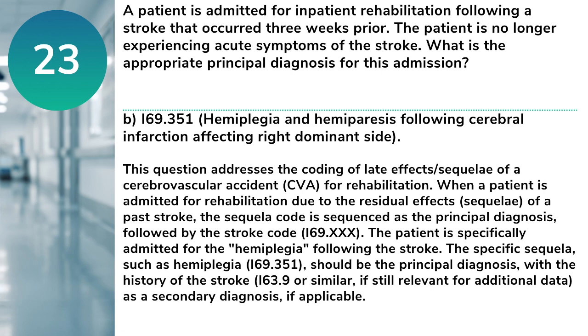The specific sequela, such as hemiplegia, I69.351, should be the principal diagnosis, with the history of the stroke, I63.9 or similar, if still relevant for additional data, as a secondary diagnosis, if applicable.